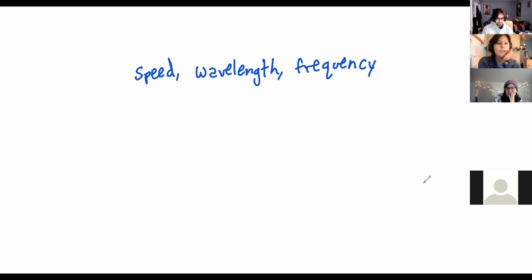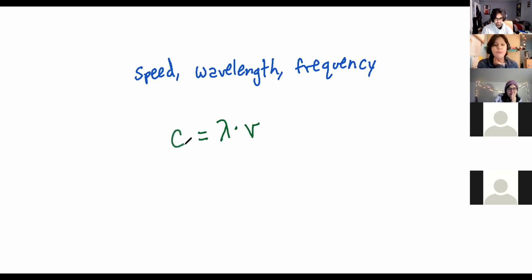So let's be a little bit more specific. What is the equation for the speed of light for waves? Isn't it lambda times nu? Okay, lambda times nu equals what? Equals the speed of light, c. Yes, exactly. And what is the speed of light? Isn't it 3 times 10 to the 8th meters per second?